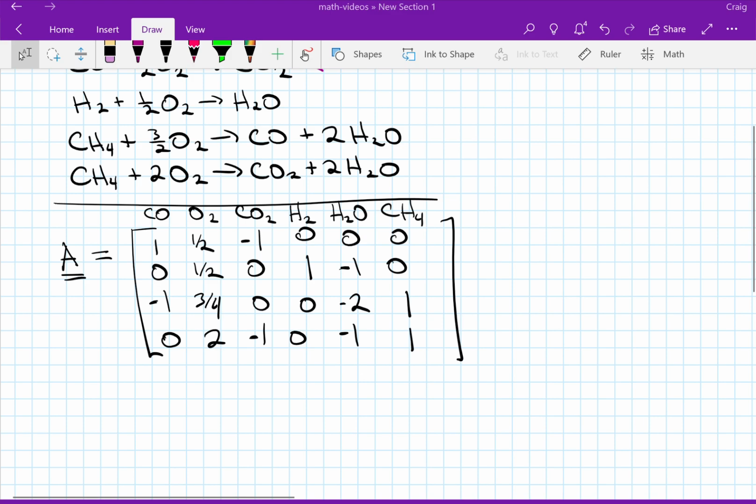My second reaction, let me enlarge this so you guys can see in the video better. My second reaction, that's a 0, 1/2, 0, 1, -1, 0. My third reaction, it's a -1, 3/2, 0, 0, -2, and 1. And then my last reaction is 0, 2, -1, 0, -2, 1.